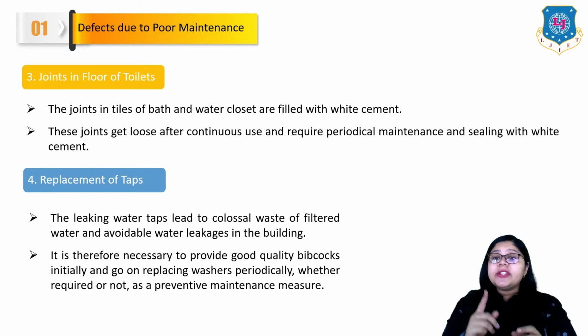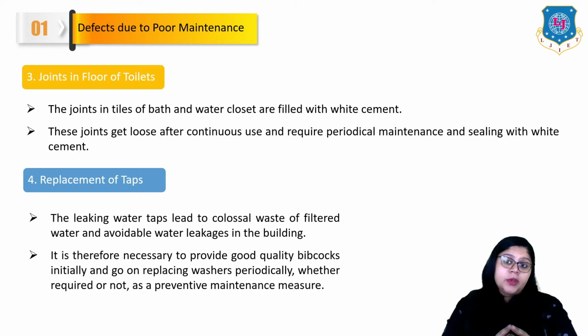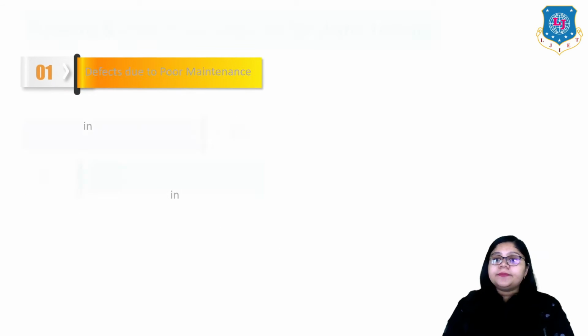Next is the fourth one, which is replacement of taps. The leaking water tap leads to colossal waste of filtered water and avoidable water leakage in the building. So it is necessary to provide good quality bib cocks initially and go on replacing washers periodically, whether required or not, as a preventive maintenance measure. So these four are the measures that we can take for proper maintenance.